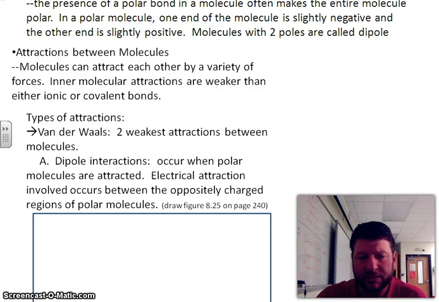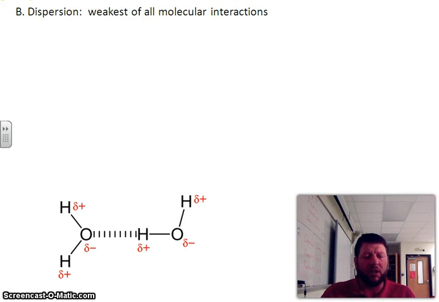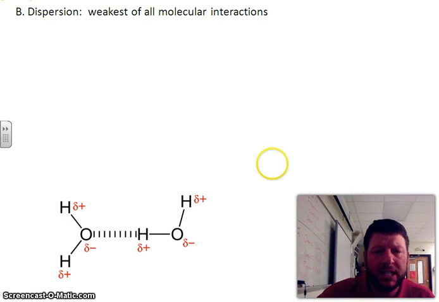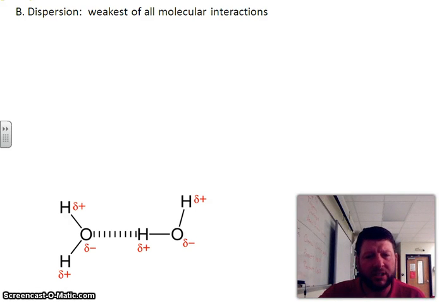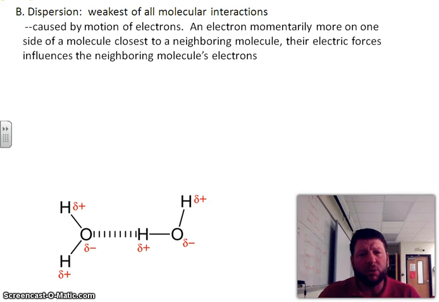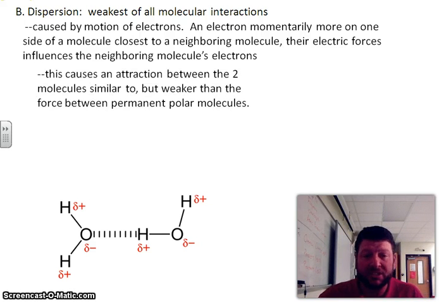The second type of van der Waals force is called a dispersion force. This is the weakest of all molecular interactions. Dispersion forces are caused by motions of electrons. When an electron is momentarily more on one side of a molecule, closest to a neighboring molecule, their electric forces influence the neighboring molecule slightly. This causes an attraction between the two molecules similar to, but weaker than, the forces between permanent polar molecules.